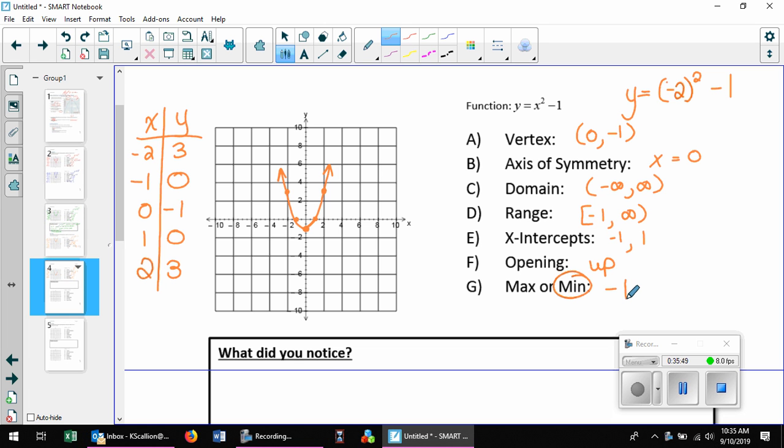Okay, so this one is a little bit different. Now the charts aren't looking the same. Now my vertex is different. My range is different. My intercepts are different. My minimum is different. Like now, all of a sudden, I'm getting different numbers.